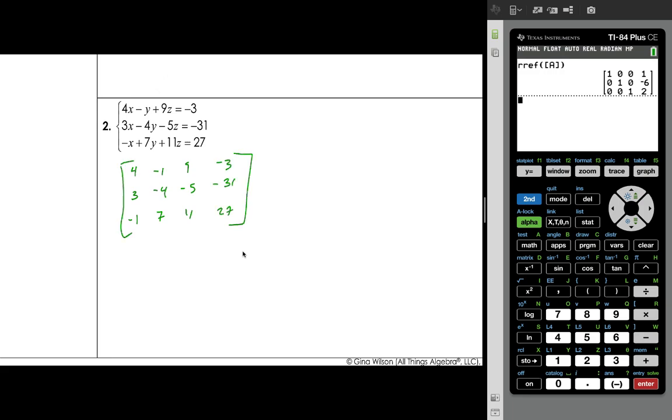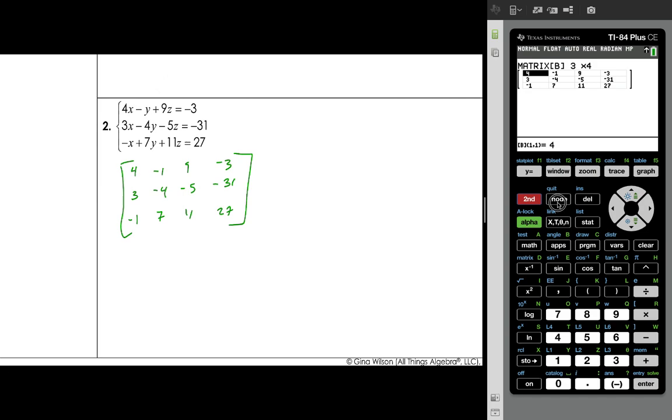So again, I'm going to go to the calculator. So second matrix. And in this case, just to be safe, I'm going to go to B, so 3 by 4, and then I got 4, -1, 9, -3, 3, -4, -5, -31, -1, 7, 11, and 27. Enter.